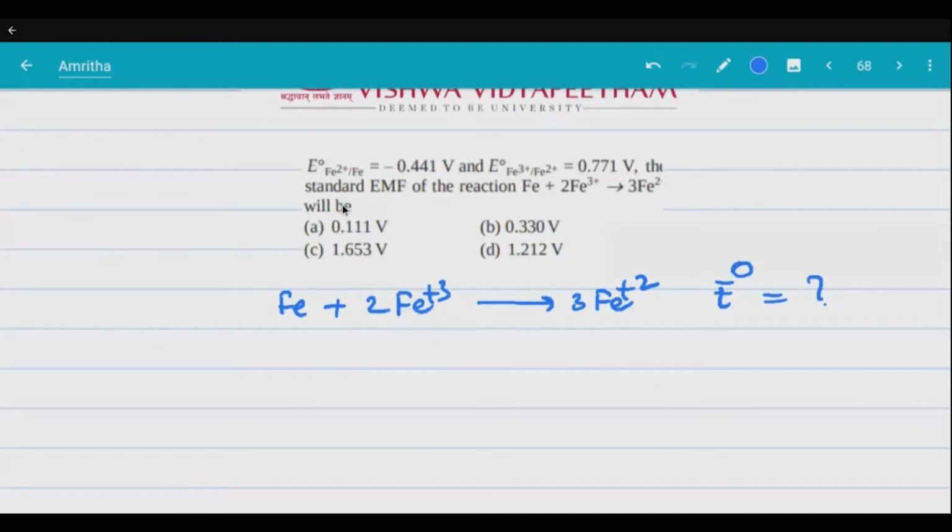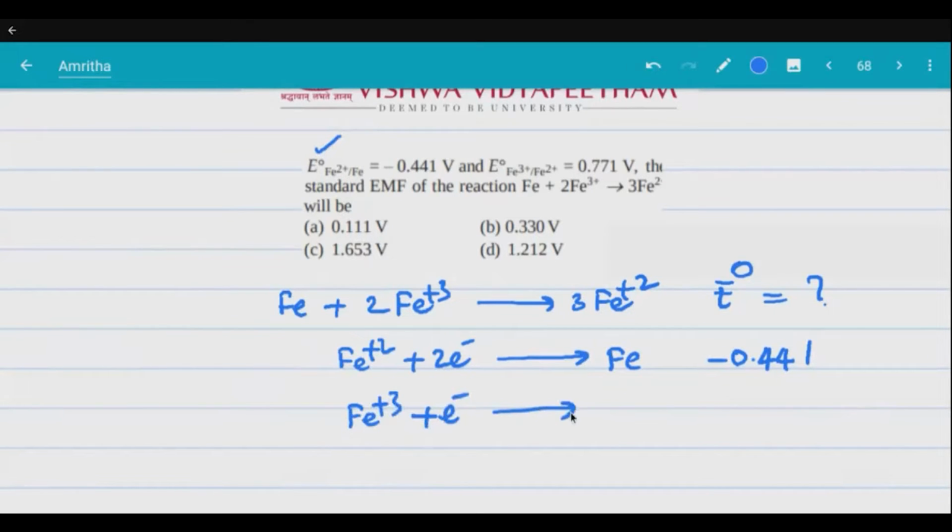What we know here: Fe plus 2 plus electrons gives iron. This is given, and I'm writing that reaction. This is minus 0.441. Next, Fe plus 3 plus electrons gives Fe plus 2. This is 0.771.